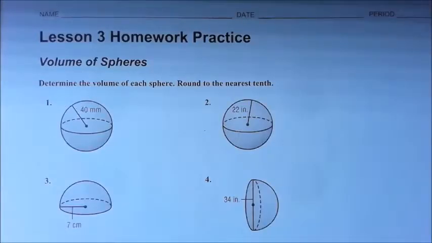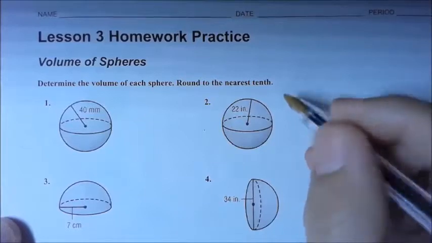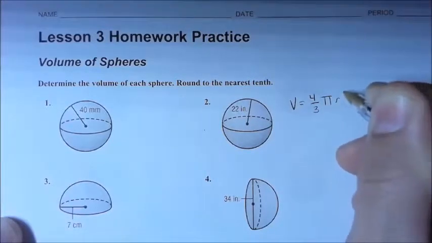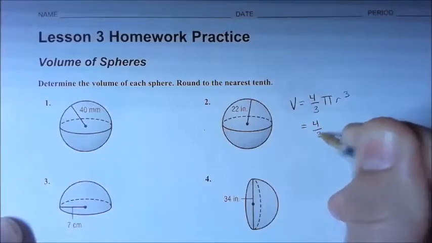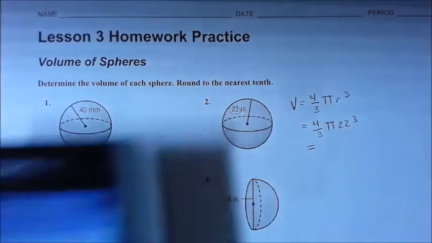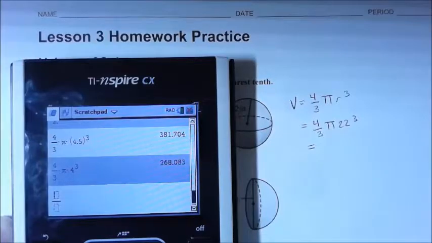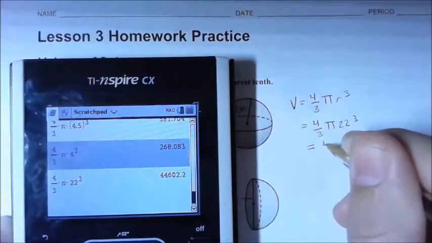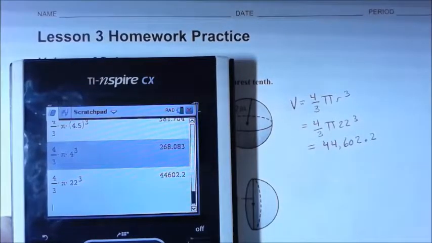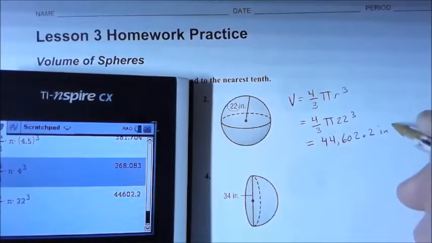Alright, on this next assignment, I'm going to start off doing one just to give you an example that's pretty straightforward. Number 2. This one gives us our radius, right? So we use that same formula. V equals 4/3 times pi r cubed. That's going to give us 4 over 3 times pi times our r, which is 22, cubed. Let's put that in the calculator. And that's going to give us 44,602.2 inches cubed.